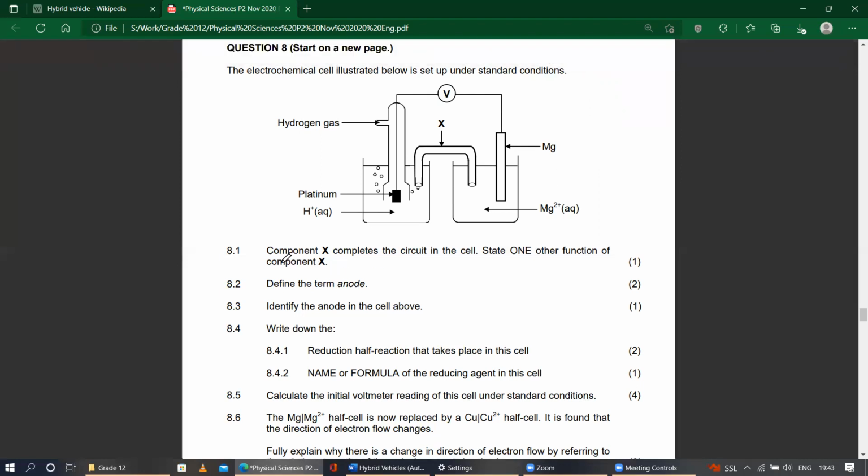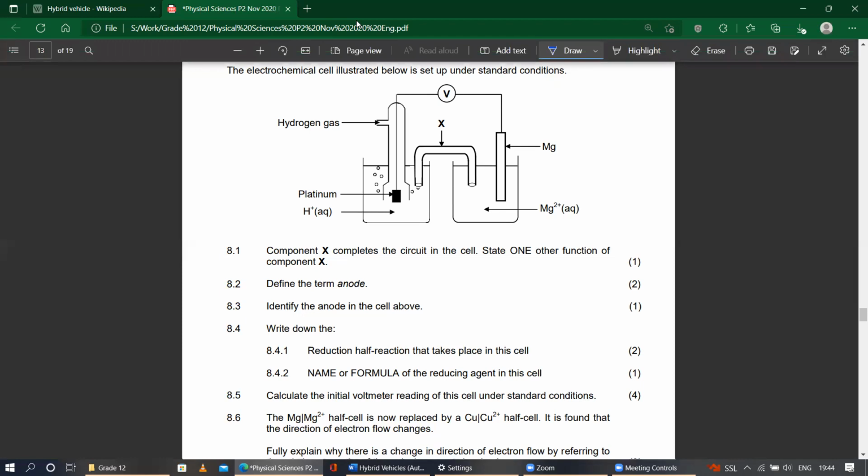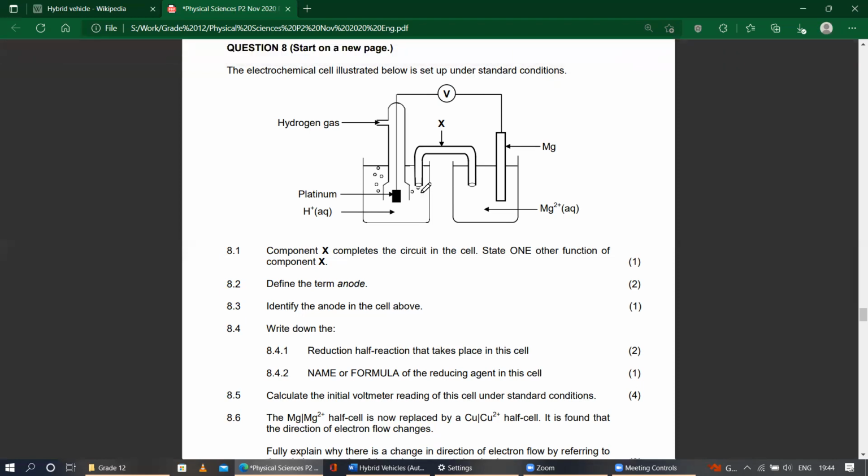So basically, they say component X completes the circuit in the cell. State one function for component X. So, do you remember why a salt bridge is included in a galvanic cell? Sorry, do you know what's the function of the salt bridge? Is it to keep it neutral, sir?